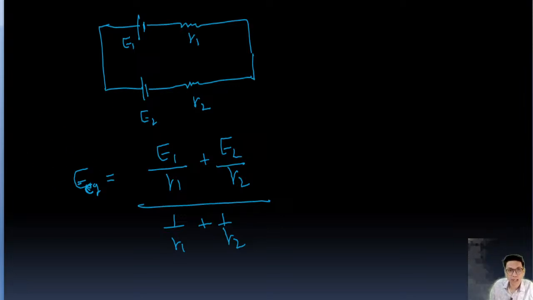So this is simple. In parallel combination, E equivalent is going to be (E1 upon R1 plus E2 upon R2) upon (1 upon R1 plus 1 upon R2). Very important, okay? And similarly, R equivalent in this case is going to be very simple: R1 R2 upon R1 plus R2.